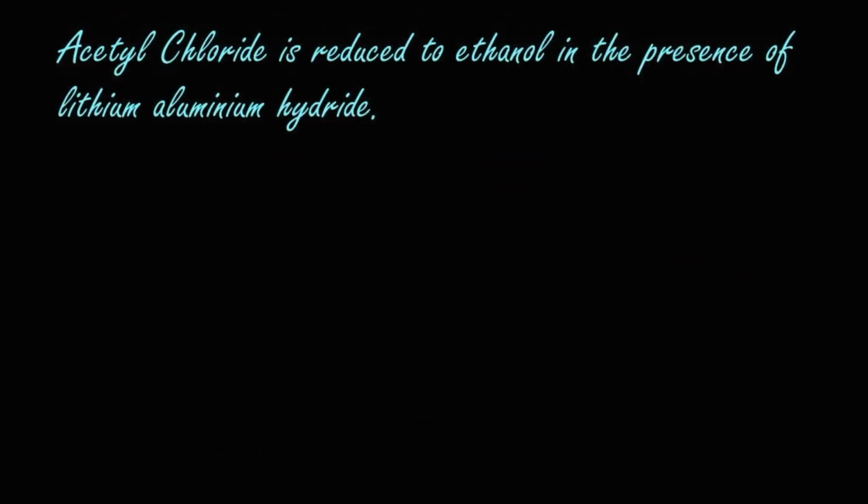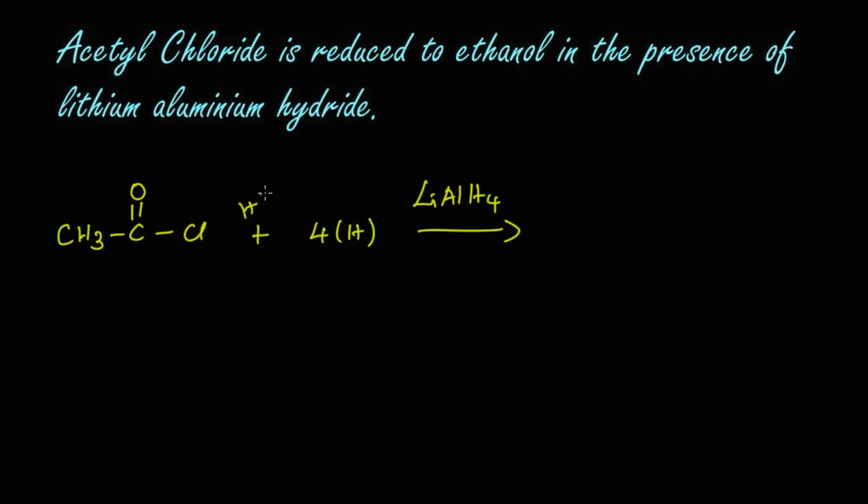Finally, let's learn the reduction reaction of acetyl chloride in presence of lithium aluminium hydride. That is, acetyl chloride is reduced to ethyl alcohol. Let's write the reaction. CH3 C double bond O Cl plus 4 hydrogen will take part in this reaction. The catalyst is lithium aluminium hydride. What happens? One hydrogen and one Cl will leave as HCl, and there are 3 remaining hydrogens here. One hydrogen will get attached to this oxygen and 2 hydrogen will get attached to this carbon.